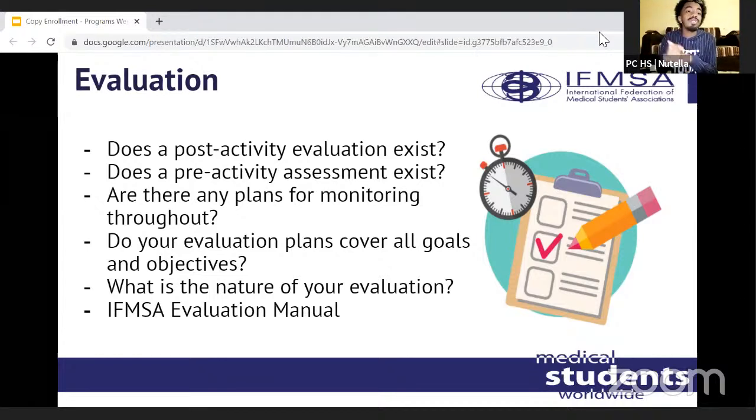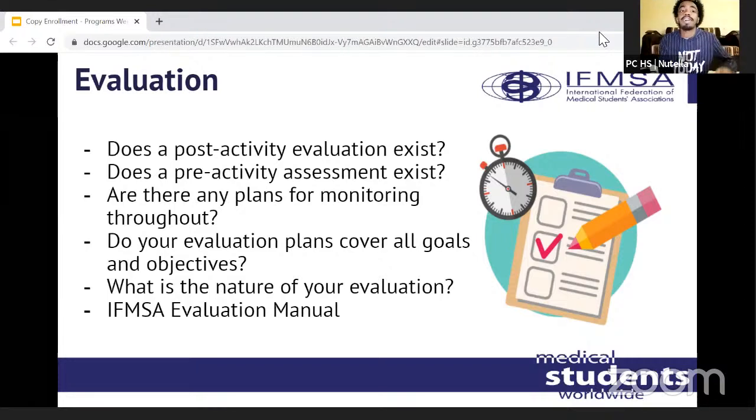Then, do your evaluation plans cover all the goals and objectives? Again, this is something that a lot of people struggle with: they set an overall or generalized evaluation plan, but when it comes to actually carrying out that plan, they find out that some of the objectives were left out and aren't exactly measurable or evaluatable.